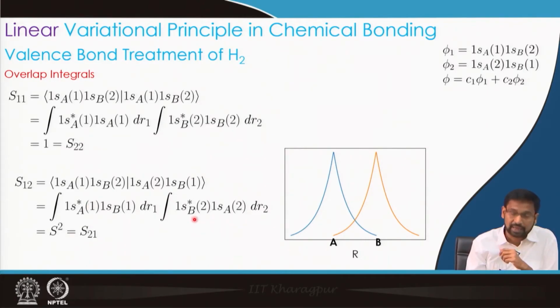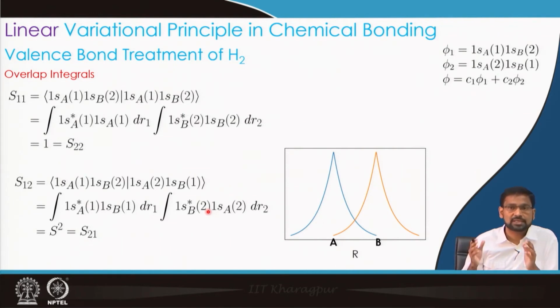The second term, again similarly, I see the second integral contains the terms that are dependent on electron number 2. In the bra I have 1sb, in the ket I have 1sa. When I take this term, again this is an overlap integral which is neither 0 nor 1. It has a finite value and its value has to be evaluated for the particular distance that we are considering.